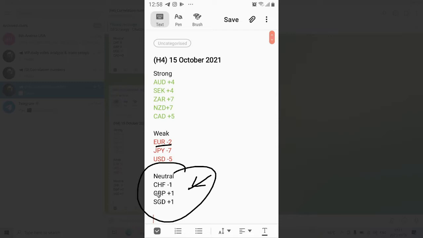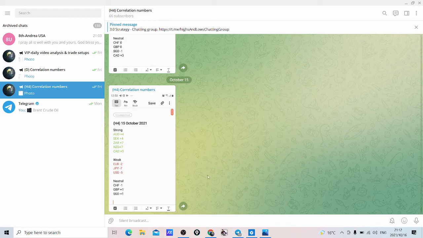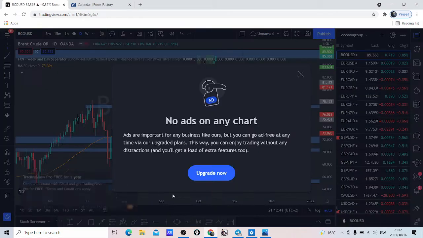Yeah, and then here, guys, we have the neutral currencies. We have the Swiss, the GBP, and the SGD. These ones are flat. There is no clear direction in all of them currently. But maybe on Monday, Tuesday, we may see some changes, especially on the GBP. So let us jump now into the real charts, because this is just giving us a direction of the market. So now let's jump into the markets and see if we do get the setups this week or not.